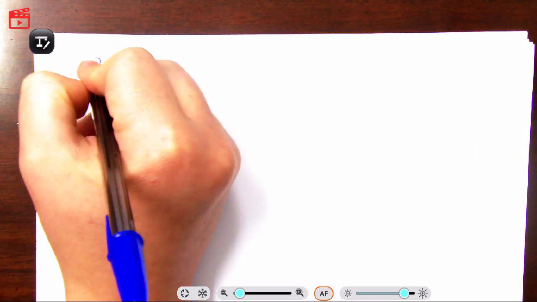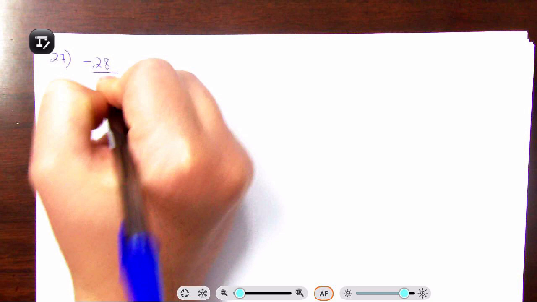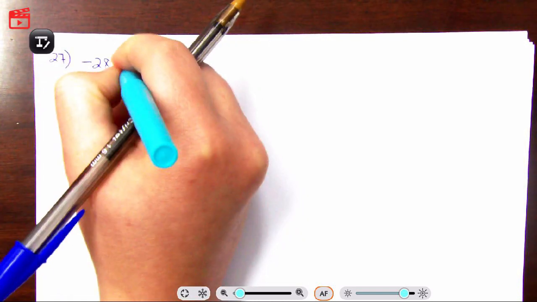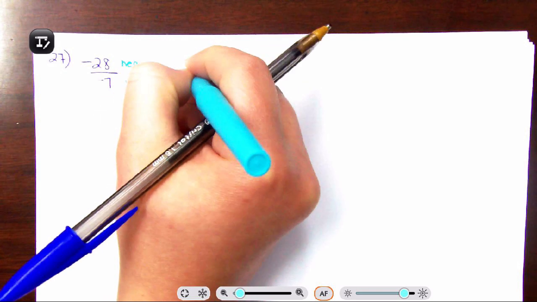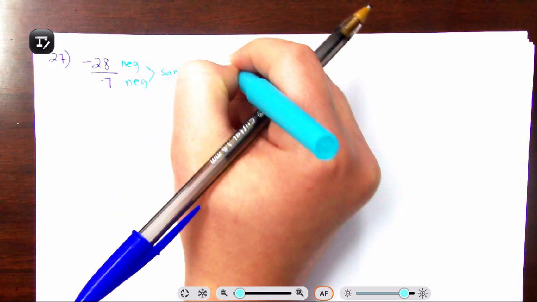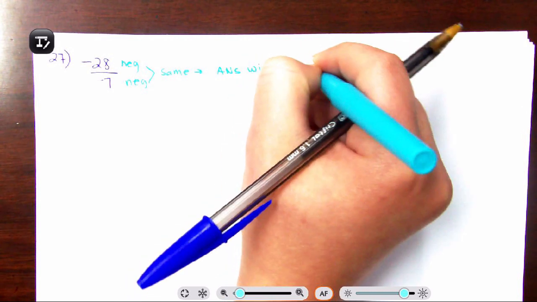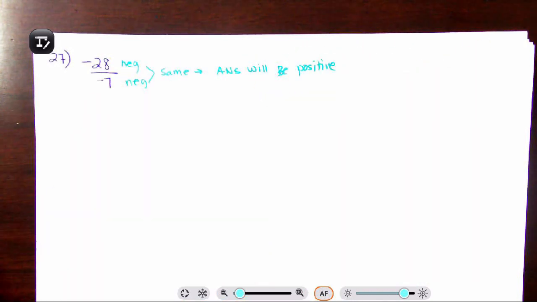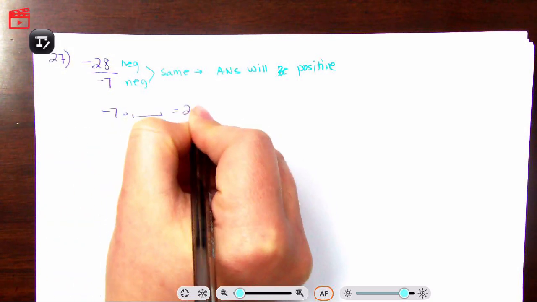Number 27 says negative 28. Oh, this is 27. Negative 28 divided by negative 7. Again, this is a negative. This is a negative. These are the same. If they are the same, your answer will be positive. And now we have to just ask ourselves, 7 times what is 28?